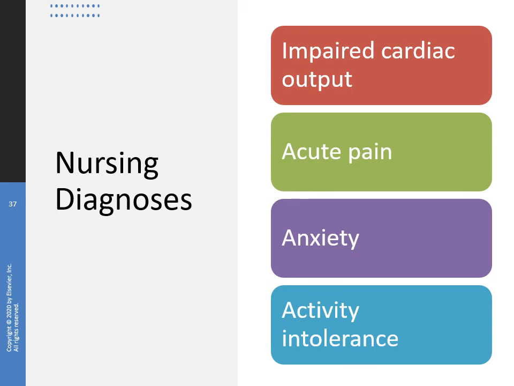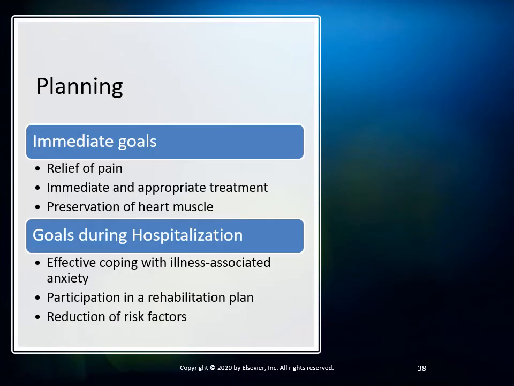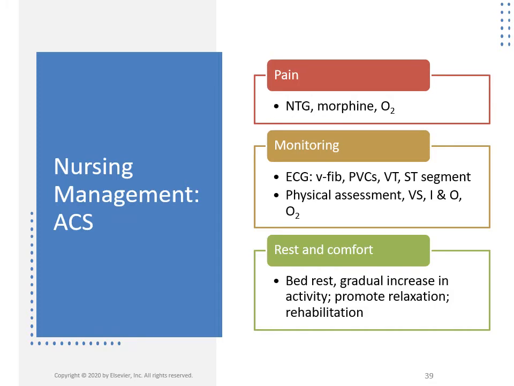Please take a moment to look at this list of nursing diagnoses that might be appropriate for the patient with coronary artery disease or acute coronary syndrome. This slide identifies some of the immediate and long-term goals for the patient with coronary artery disease and acute coronary syndrome, and it is the basis for the planning of our nursing care.